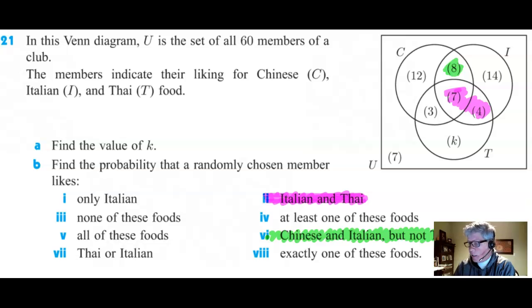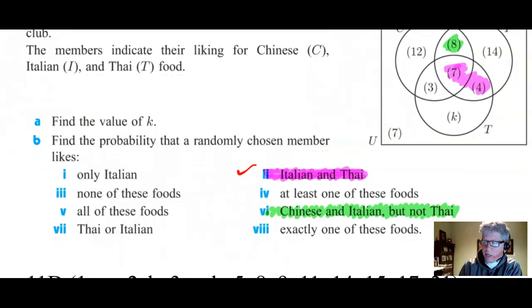So, all right, let's look at number B2. So, can you count the number of people that like Italian and Thai? So, notice I've marked the 7 and the 4 there. They are in both circles for Italian and Thai. Yeah, the 7 includes Chinese, but in that one it doesn't say that they can like something else or they don't have to, or they only can like Italian and Thai. So that's the important thing.